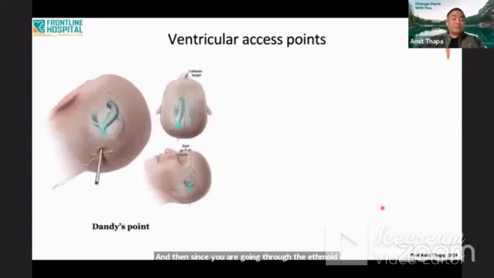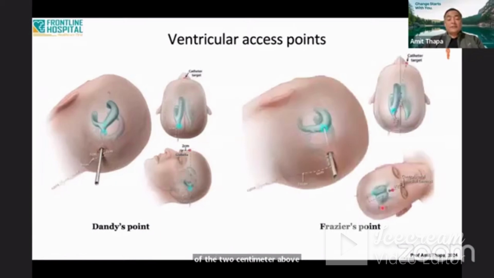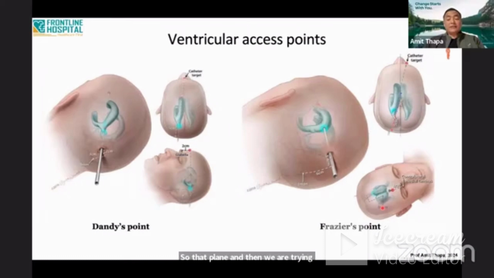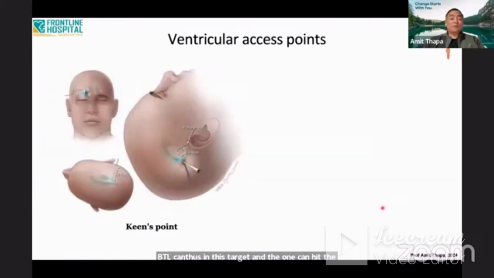Now, Dandy's point is one of the common points which is being used for shunt placements. Now this is 3 centimeters above and 2 centimeters lateral to the midline, and the target point is the center of the 2 centimeters above the glabella. And the Frazier point is another point which we are using, particularly in the kids. It is 6 centimeters above the inion and 3 to 4 centimeters from the sagittal plane. And then we are trying to hit the contralateral medial canthus in this target, and one can hit the ventricle, the occipital horn of the lateral ventricle, at as short as 5 centimeters.